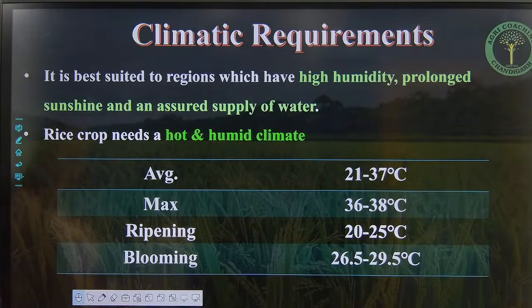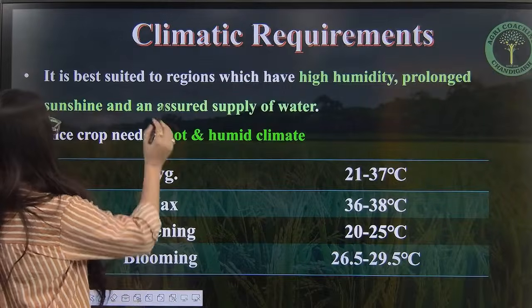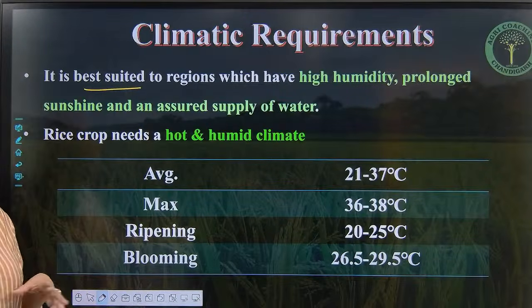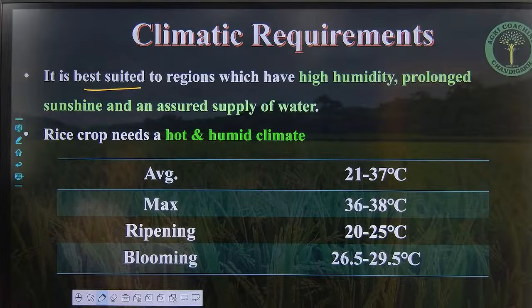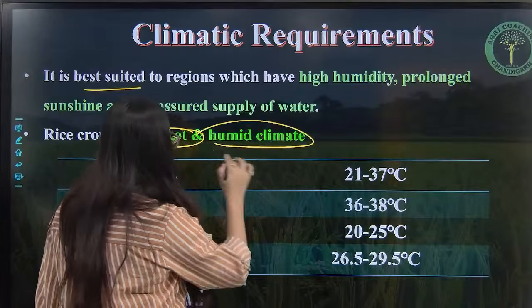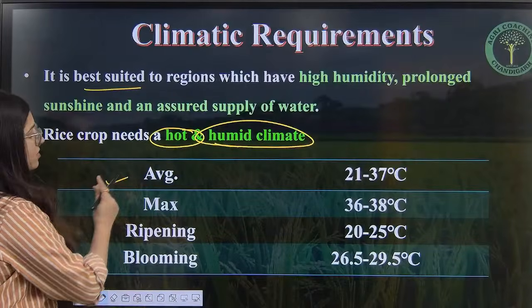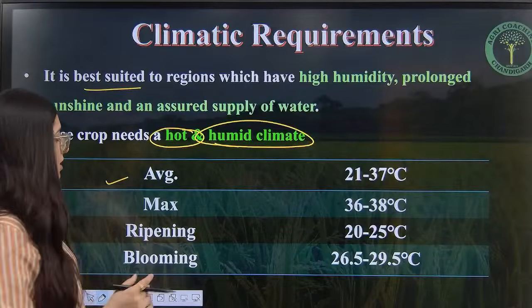And then let's talk about the climatic requirements. What are the climatic requirements of the paddy? It is best suited to regions which have the high humidity, prolonged sunshine and an assured supply of water. Rice crop needs a lot of hot and humid climate. What is the requirement of the paddy? Hot and humid climate. Average temperature is around 21 to 37 degrees Celsius.